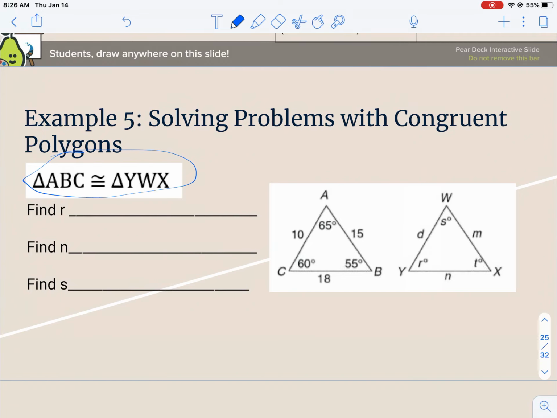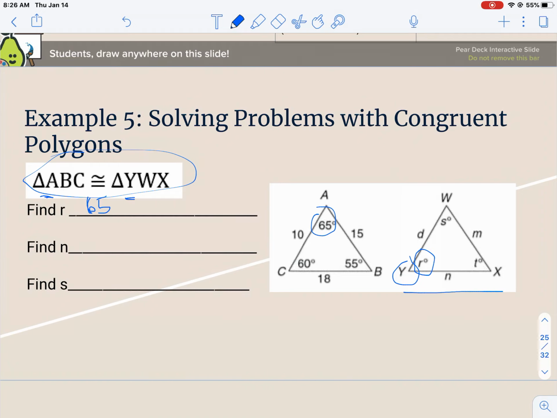So, the second triangle was sort of flipped. It's not in the same orientation. So my first goal is to find R. R is right here, at angle Y. So what I do is I say, well, angle Y is the first letter, so angle Y is congruent to angle A, and A is 65 degrees. So R has to be 65, okay?